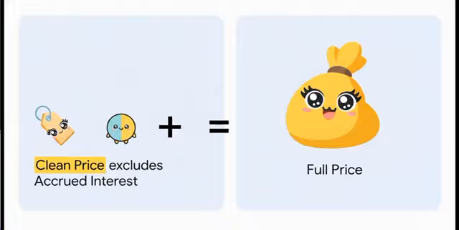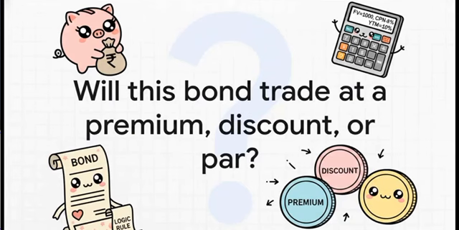Think about it. If you buy a bond halfway through its coupon period, the seller is entitled to half of that coupon. You have to compensate them for it. Therefore, clean price plus accrued interest equals the full price. Do not confuse the two when the examiner asks you what an investor actually pays out of pocket. Let's simulate the exam experience and test that active recall.